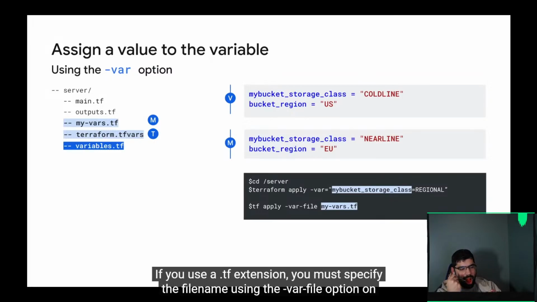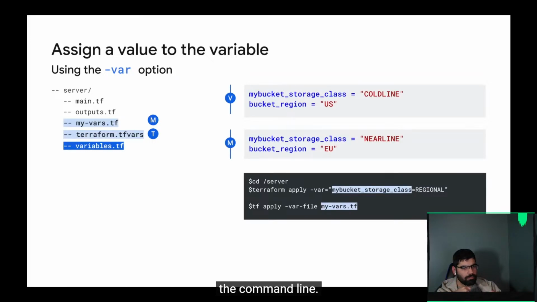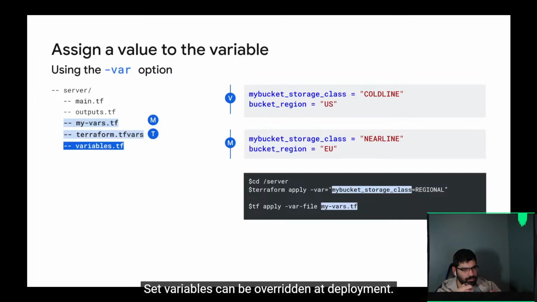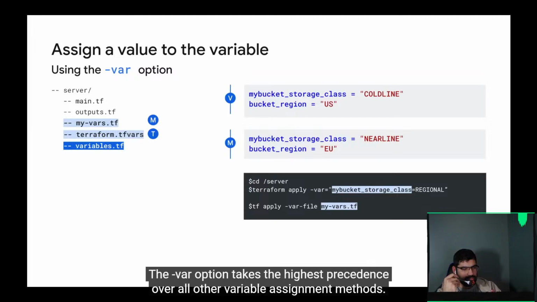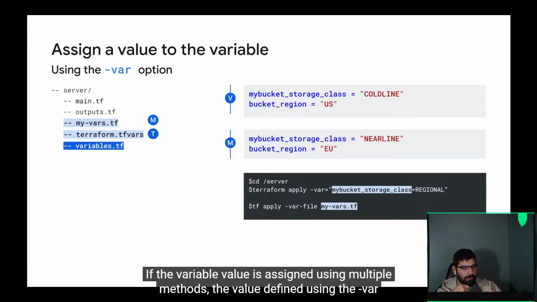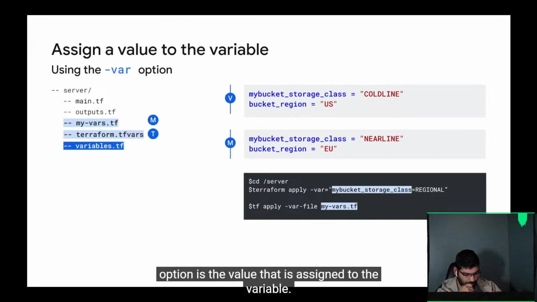If you use a .tf extension, you must specify the file name using the -var-file option on the command line. Set variables can be overridden at deployment. You can reuse the variable file and still customize the configuration at deployment. The -var option takes the highest precedence over all other variable assignment methods. If the variable value is assigned using multiple methods, the value defined using the -var option is the value that is assigned to the variable.